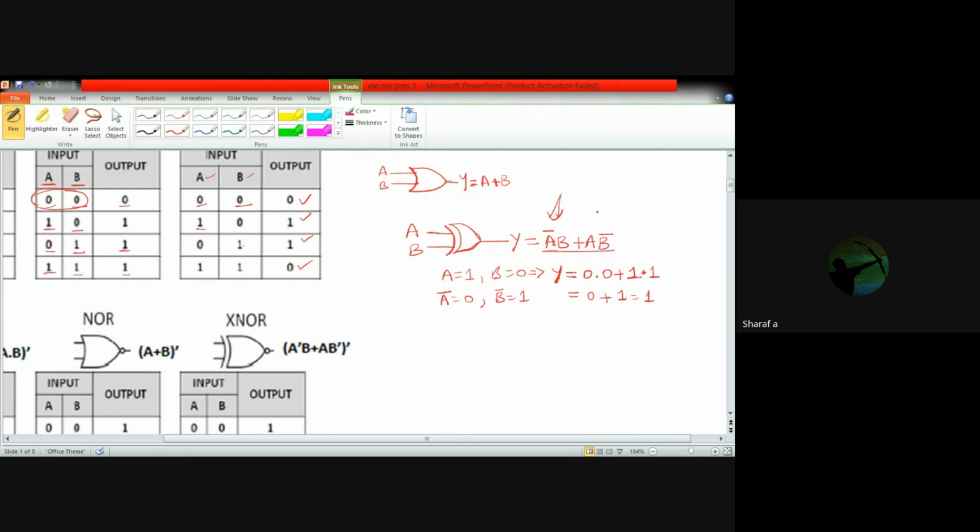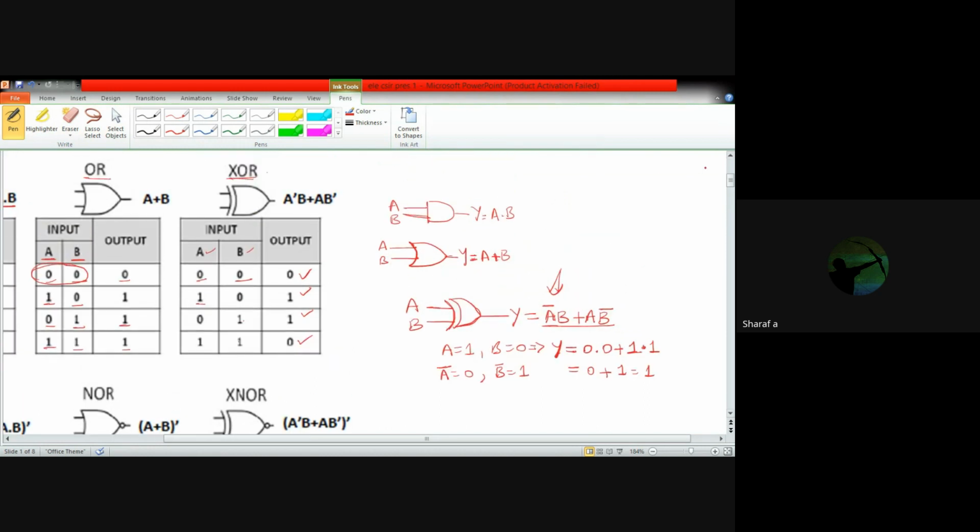Okay. So what you can conclude from here in the truth table of the XOR gate, exclusive OR gate, is that if both the variables are the same, which means inputs, then the output will be 0. That is the conclusion. For the XOR gate, if both the inputs are the same, then the output will be 0. If the inputs are different, then the output will be 1.